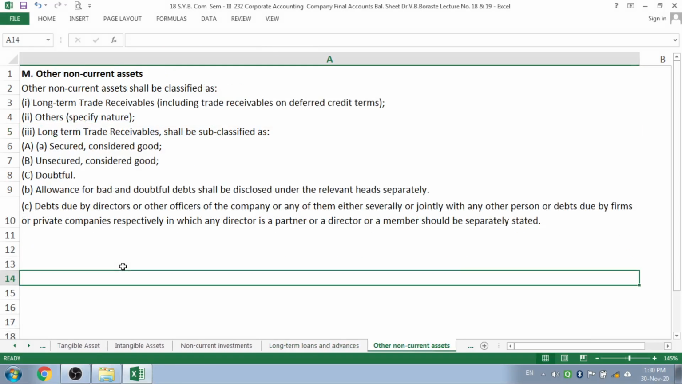After that, other non-current assets, where long-term trade receivable shall be classified as secured, considered good, unsecured considered good, and doubtful. Allowances for bad and doubtful debts shall be disclosed. Then debts due by directors or other officers.